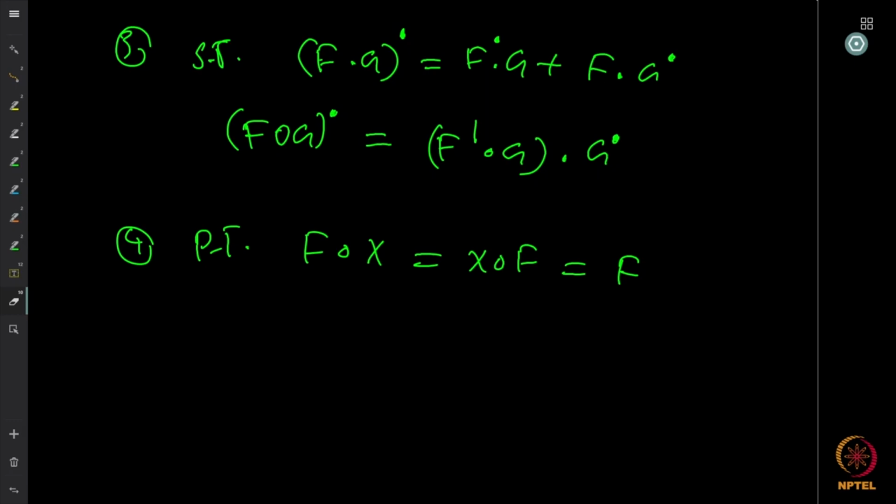Now, prove that F composition X, where X is the species of singletons, is equal to X composition F, which is equal to F itself. So for composition, X is a unit. Okay, I think that's it.